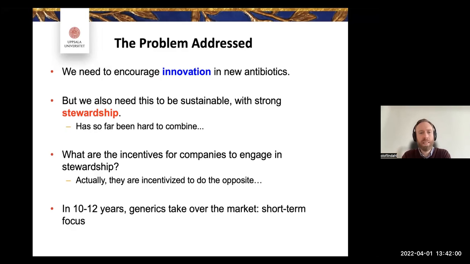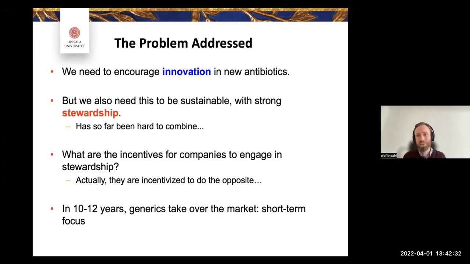And why do we need this? Well, maybe you haven't thought about that, or didn't know about it, but there are actually no incentives for firms to engage in stewardship. And you might think, is that really true? Well, I would go even further and claim that it's actually the opposite. They are incentivized to act in a way that undermines stewardship.